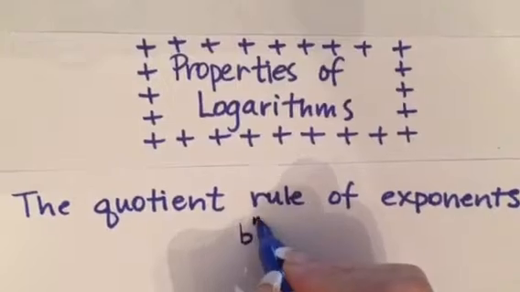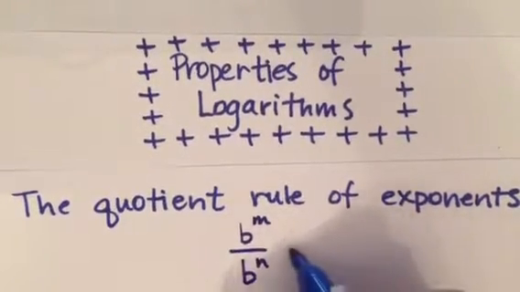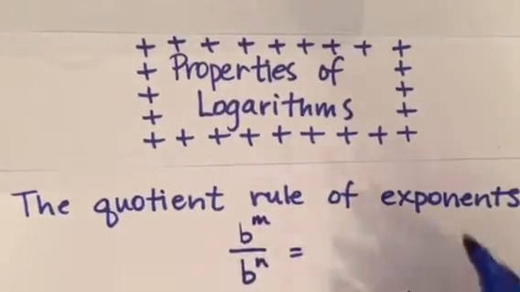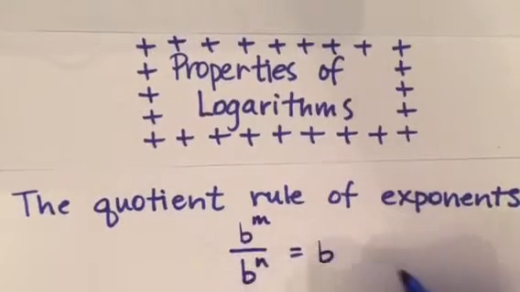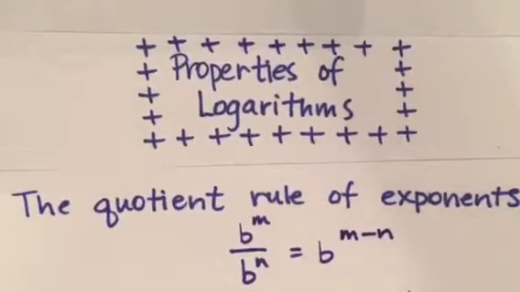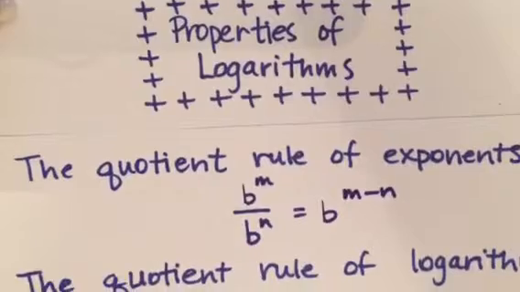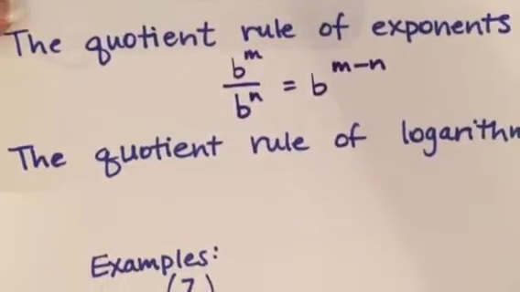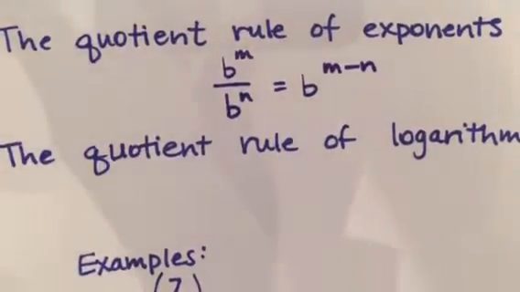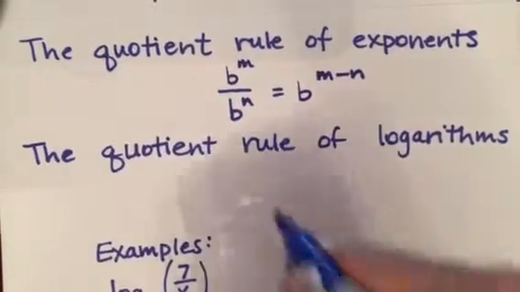b raised to the m divided by b raised to the n. Notice that in our fraction, both exponents have the same base. This is equal to b raised to the m minus n. Okay, so we have something very similar when we are talking about the quotient rule. When we are talking about the quotient rule, we have something that kind of looks like this.